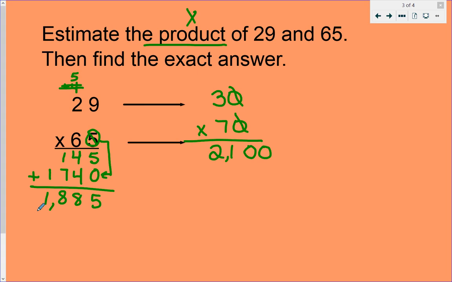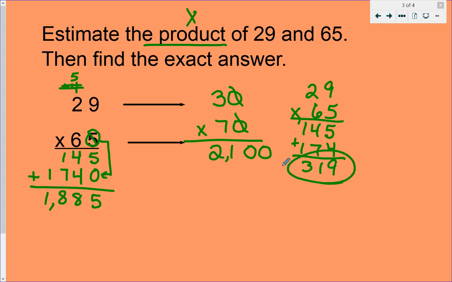1,885. See what happens over here too. Let me show you the common mistake that I also see. We get the 145 correct, but then people forget to put the 0 in there, and then they have 174, and they add it together, and they get 319. If I got 319 and I did my estimating answer and I saw it was 2,100, I'm going to say something's wrong with that. Okay?